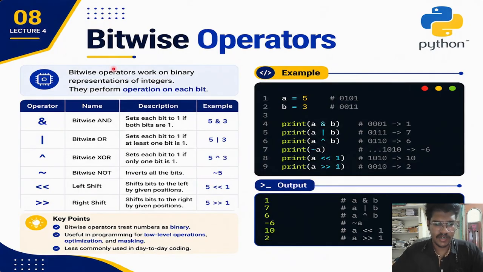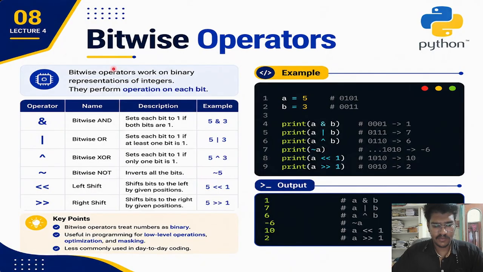So the next is the NOT gate. It inverts all the bits. If there is zero, it will become one. One will become zero. Like this, it will change to the opposite. Like 0 0 1 will become 1 1 0. The next is left shift.